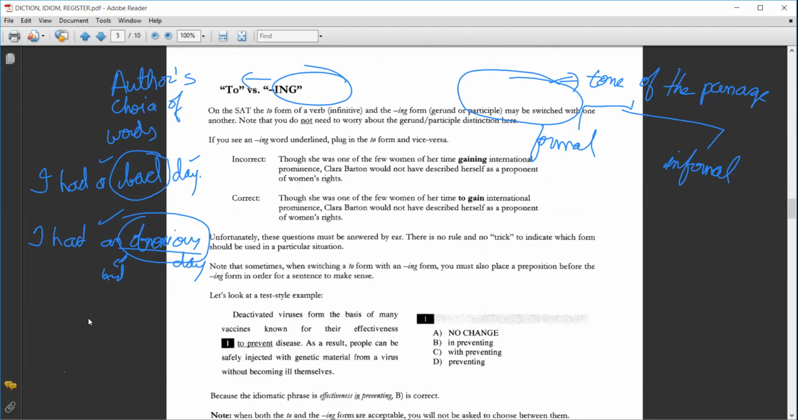And then there is one trick here, to versus ing. This trick tells you that whenever in the SAT exam there is a to form of a verb that is underlined, you can simply replace it with the ing form. And whenever the ing form is underlined, you can simply replace it with the to form. Understood? Did you get my point?